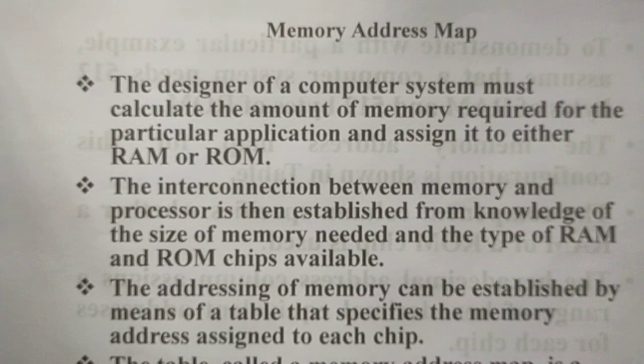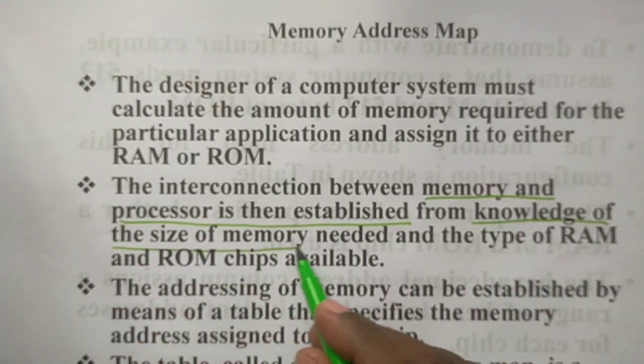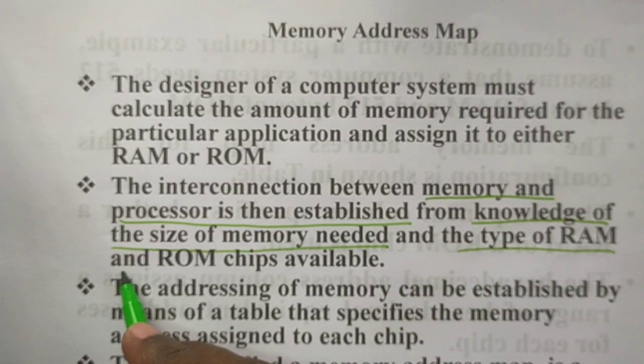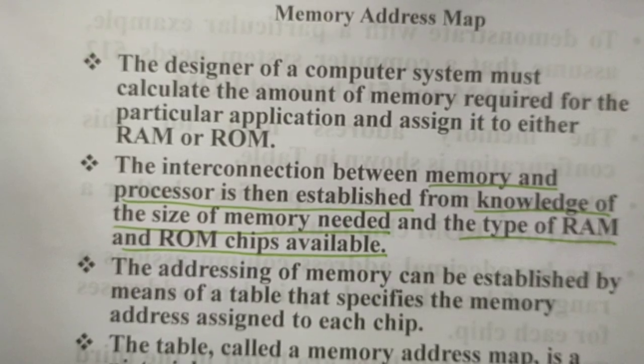Some interconnection between memory and a processor is then established from knowledge of the size of the memory needed and the type of RAM and ROM chips available. Because we cannot store more if the size is very small, based on the RAM and ROM chips, how much program data can be stored is decided. So based on the RAM and ROM capacity, we have to use the number of data or information that can be stored. It depends on the capacity of RAM and ROM chips.